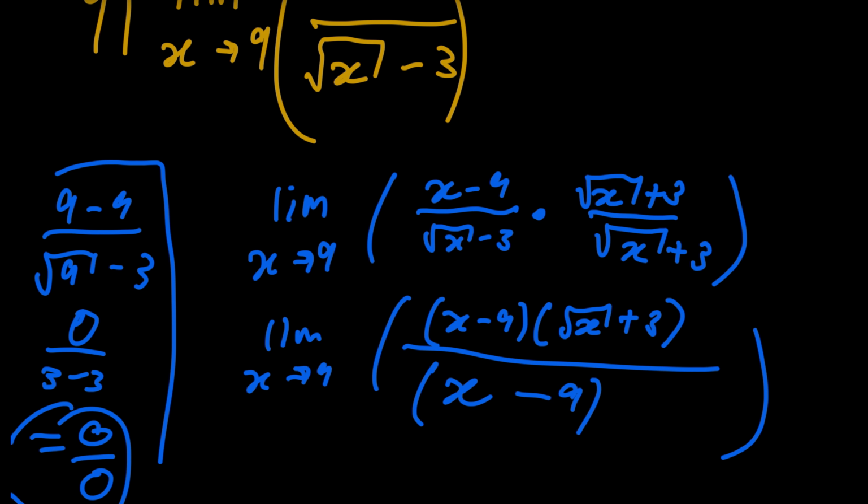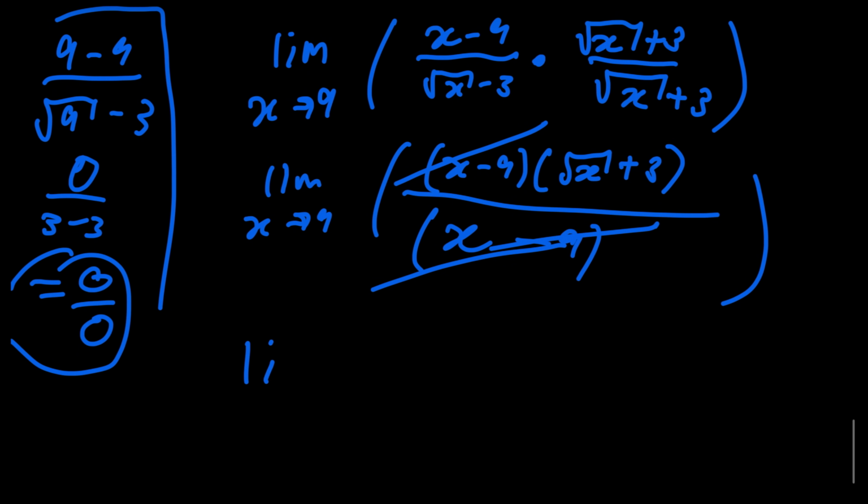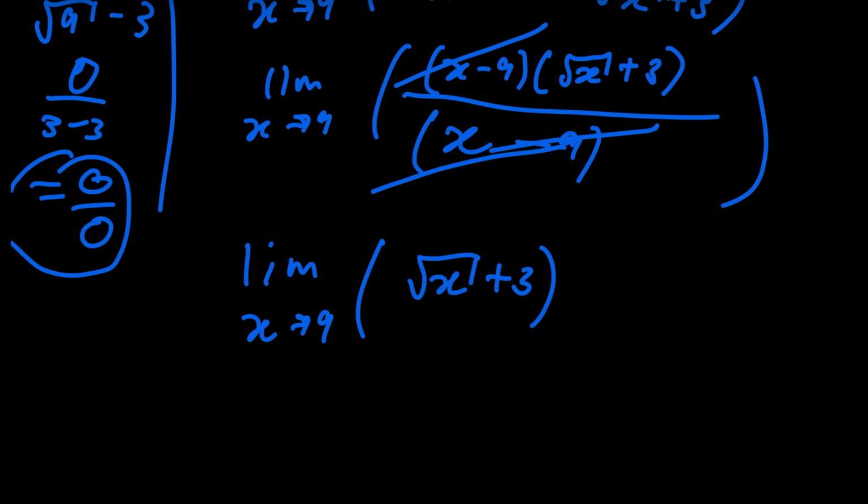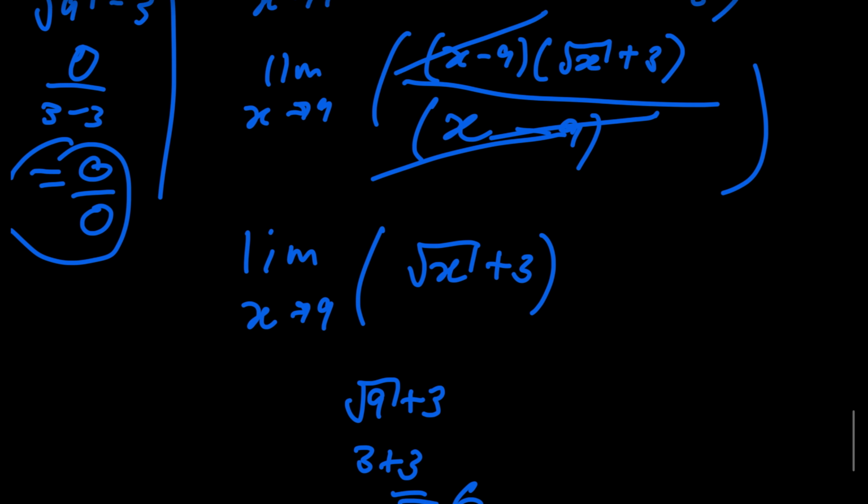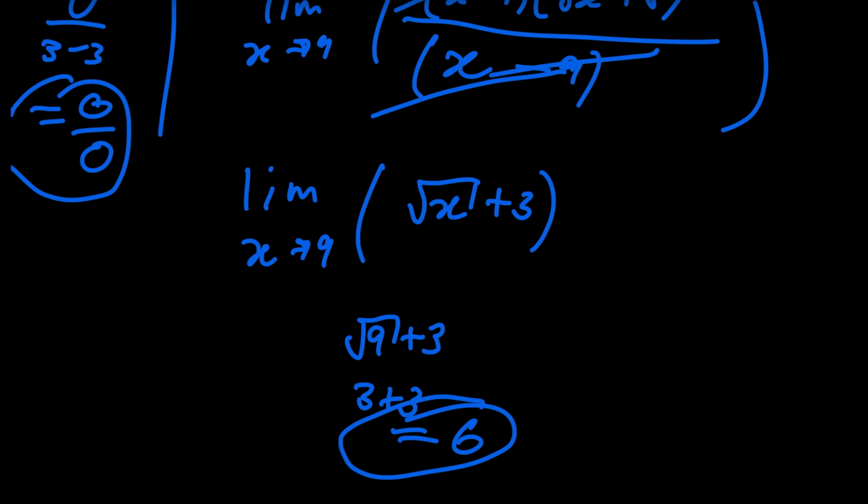And as you can see, now it's become quite easy to simplify. I can just cancel out this and cancel out this. Which means I get my limit as x approaches 9 of root x plus 3. Which means this is a definite limit, so now I can just plug in root 9 plus 3, and I get 3 plus 3, which is equal to 6. And that is our final answer.